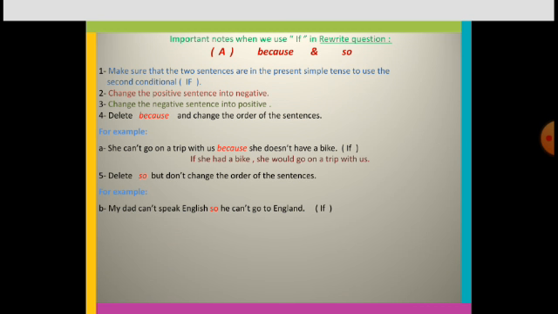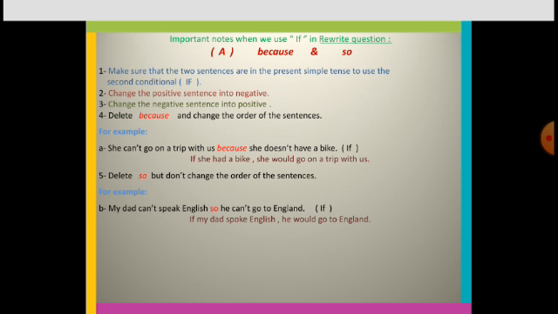Make sure the two sentences are in the present. Can't speak, present. Can't go, present. Number 2, I change the positive or the negative into positive or negative. Number 3, I delete so and don't change the order. Like this. If my dad spoke English, he would go to England.